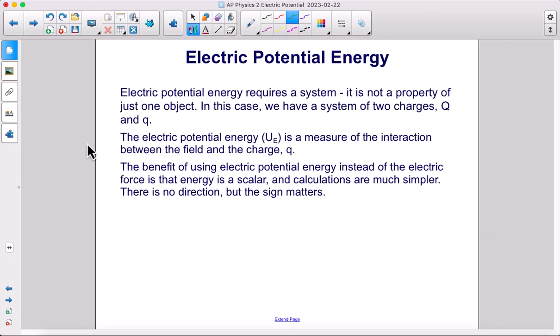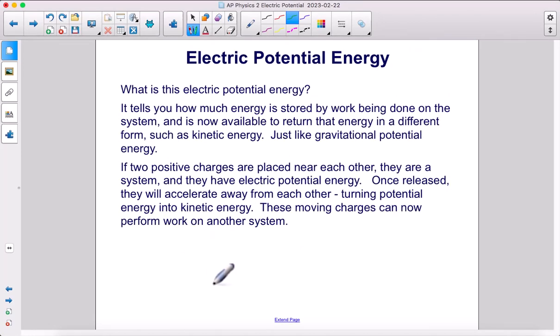Electric potential energy requires a system. It is not a property of just one object. In this case, we have our big Q and we have our little q, a system of two charges. The electric potential energy, U sub E, is a measure of the interaction between the field due to this charge here, the big charge, and this little charge, little q. The benefit of using electric potential energy instead of the electric force is that energy is a scalar and calculations are much simpler. There is no direction, but the sign does matter. What is this electric potential energy?